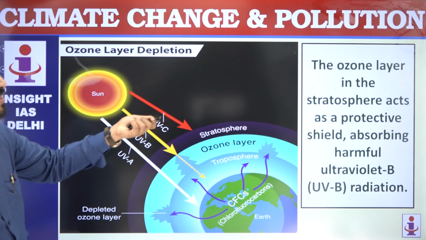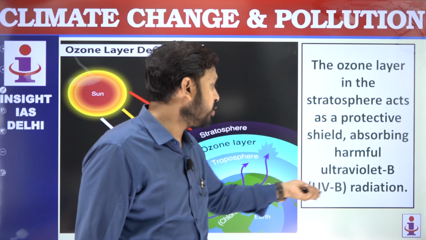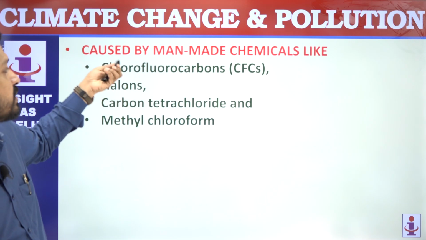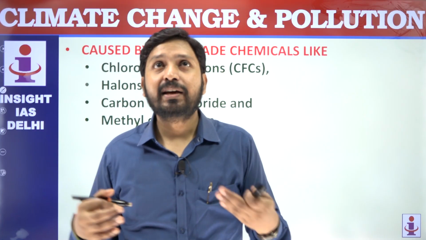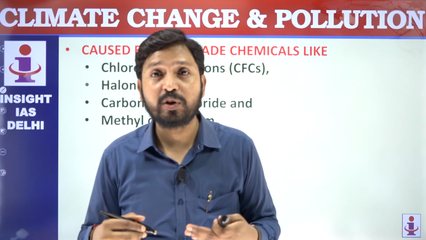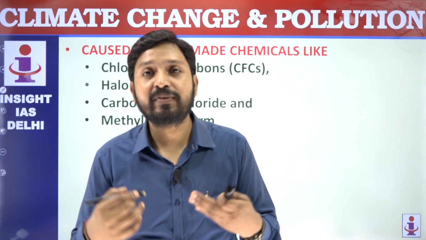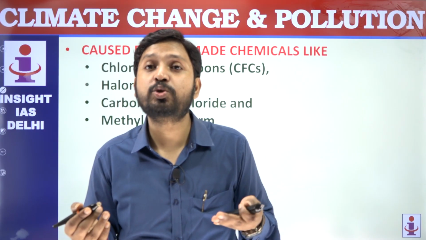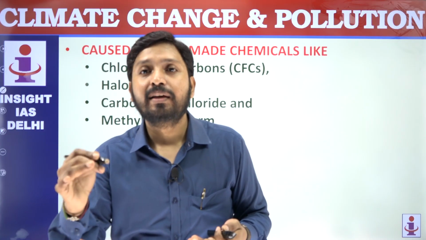But let's see what this ozone is. The ozone layer in the stratosphere acts as a protective shield absorbing harmful ultraviolet B radiation. So what is the mechanism that is happening? See, earlier there are certain gases called chlorofluorocarbons. These chlorofluorocarbons are man-made gases. During their invention, we believed this was one of the best inventions that humans ever made, because these help in cooling and in storing food, and making our conditions very comfortable, because ACs help in cooling the temperatures.